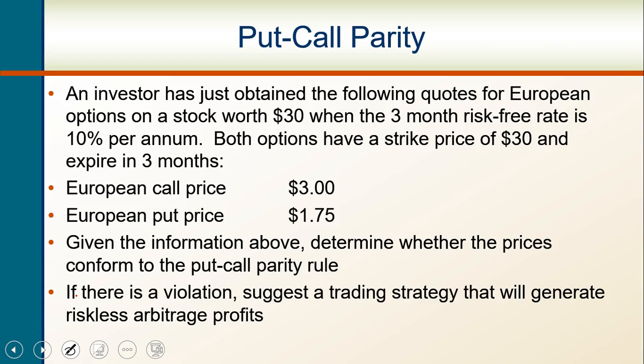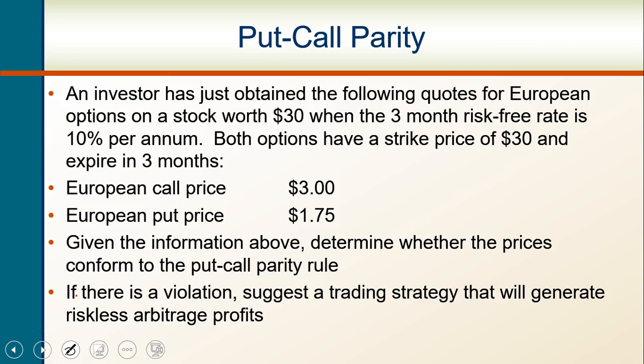What it asks us to do is to determine whether the prices are conforming to the put-call parity rule, and if there is a violation, you're asked to suggest a trading strategy that is going to generate riskless arbitrage profit. So now that you have gotten a hang of what the put-call parity condition is and how to use it by substituting the numbers, I don't think I need to scribble on the screen. I can simply show you the solution and walk you through it.